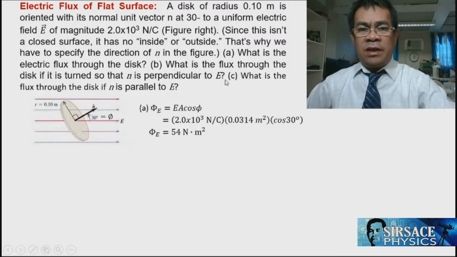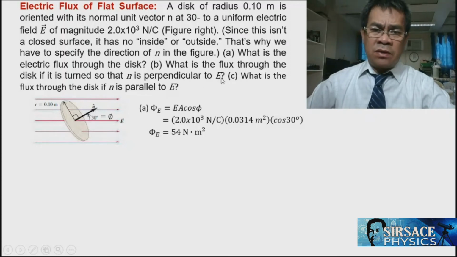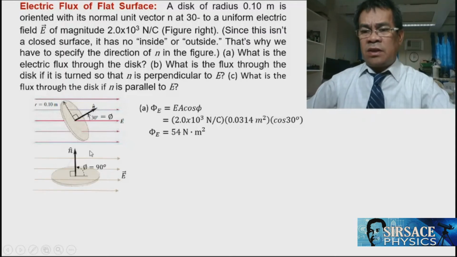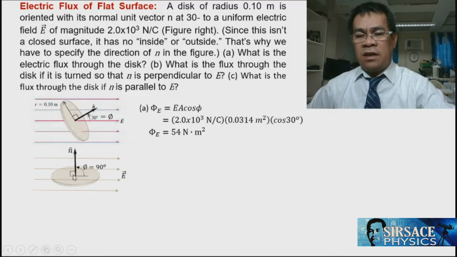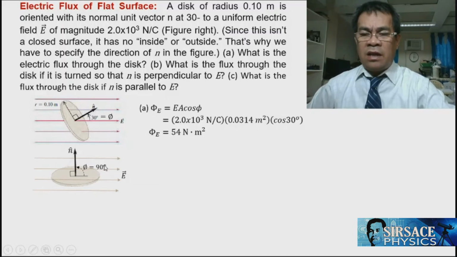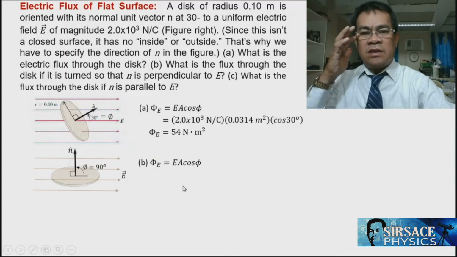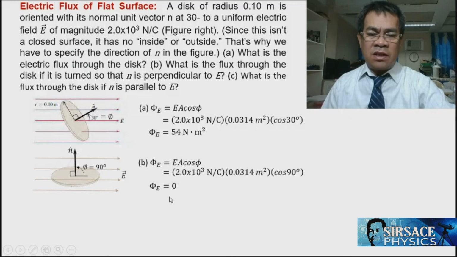Okay. Now in letter B, you are asked to calculate the flux, but this time you are asked to turn the normal n such that the orientation becomes perpendicular to E. So when we say perpendicular to E, the angle must be 90. So this is now the orientation of the plane. The normal is perpendicular to the electric field, so the area must be parallel to the field. So the angle must be 90 because the angle is coming from electric field going to the normal always. So using the formula, we understand that the cosine of 90 is 0. So substitute the values, then the result is 0.